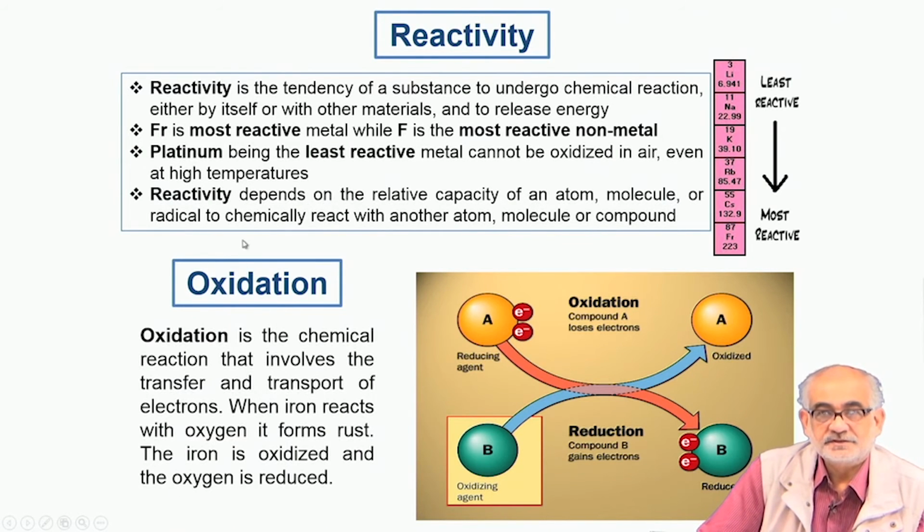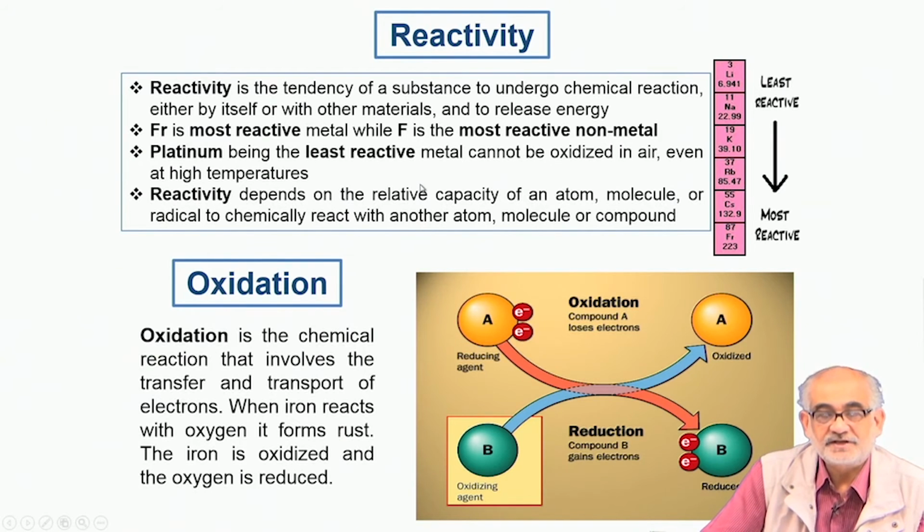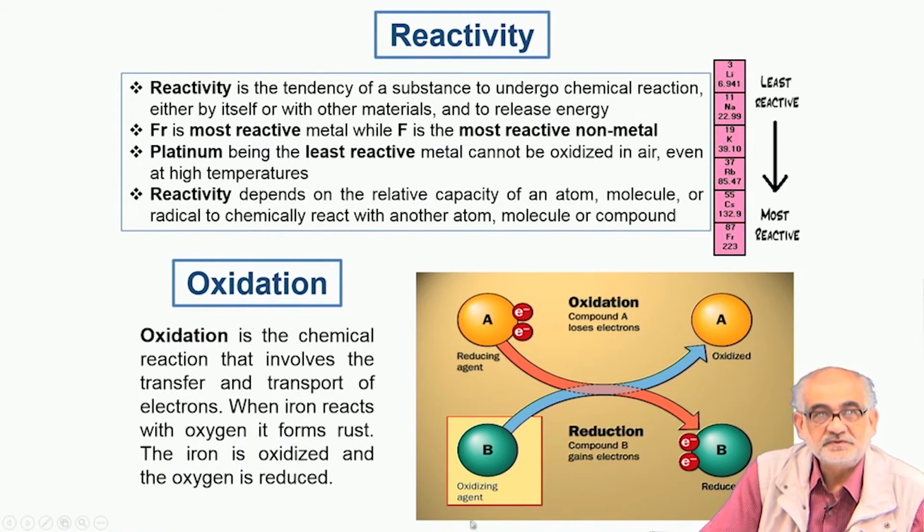So, for example, francium is the most reactive metal, and it is in the first period, and then we have fluorine, which is the most reactive nonmetal. So whenever you have elements too far apart in the periodic table, they are likely to react with each other very strongly.